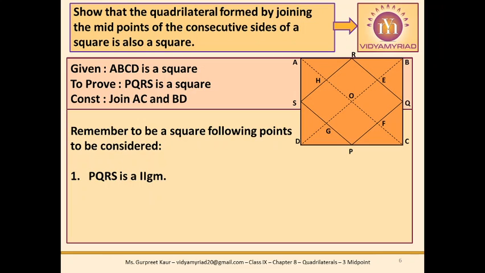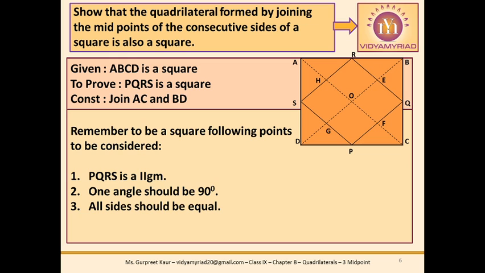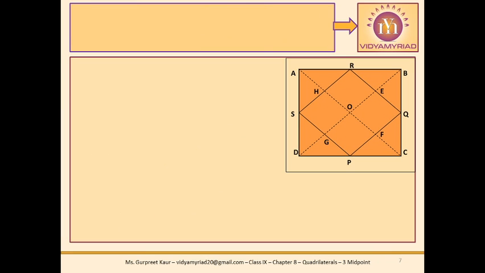First of all, we should see that PQRS is a parallelogram. One of the angles of PQRS should be 90 degrees and all the sides should be equal. So let us prove it one by one, and then at the end we can say that PQRS is a square. All the criteria should be met here. Let's begin with it. Number 1.